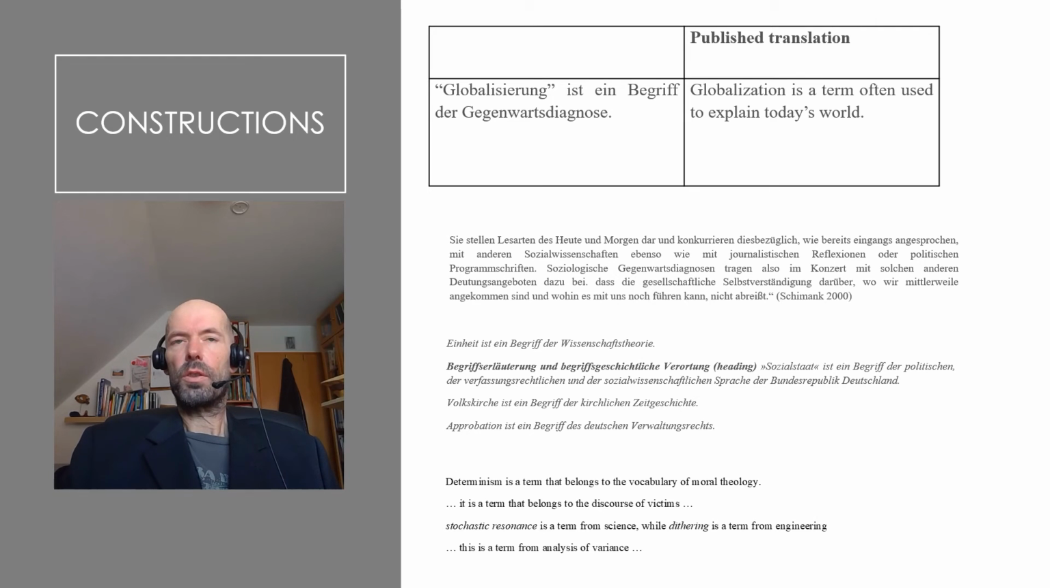Let's look at one such construction and why it's important to view it as a construction rather than as a free combination of words and syntax. This is, by the way, the first sentence from a well-known book on globalization by Osterhammel and Petersson. And I must admit that I mistranslated it myself in a translation course I had 4 years ago until I realized its constructional nature.